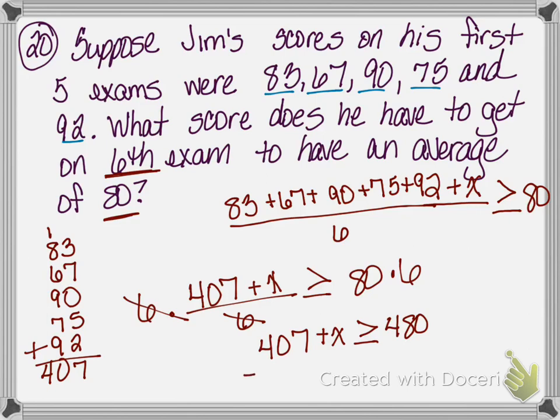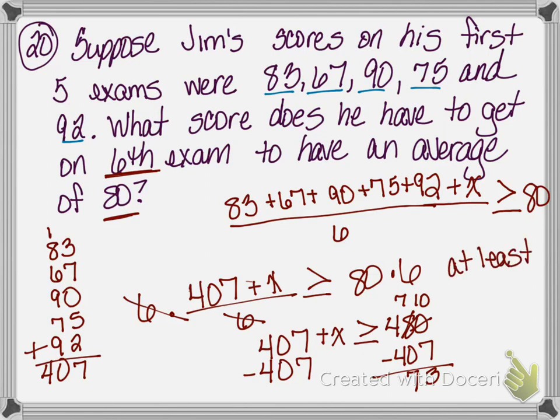Okay? Then my next step is to subtract 407. I'm going to subtract 407. So my 8 becomes a 7, my 0 becomes a 10. Okay? So Jim has to score at least a 73 on his 6th exam.